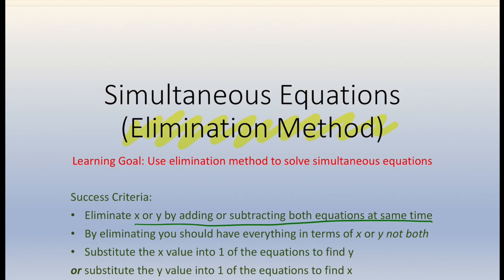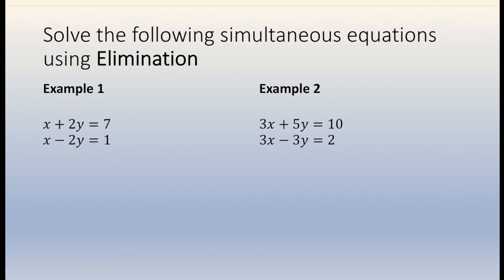And you should have everything in terms of x or everything in terms of y, but not both, okay? And then this substitute thing is what we did in the last lesson, so I'll do it with the examples again. All right, so I'll probably move ahead, so make sure you rewind, pause it. Title, learning goal, success criteria is in your book. Okay, let's have a look at this.